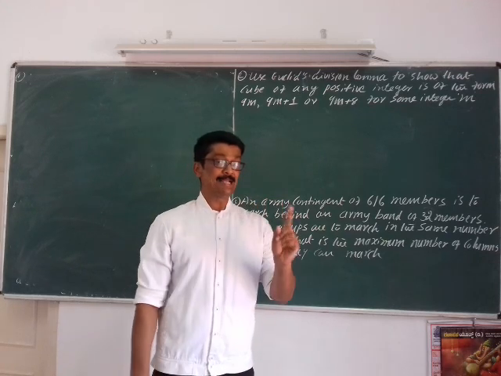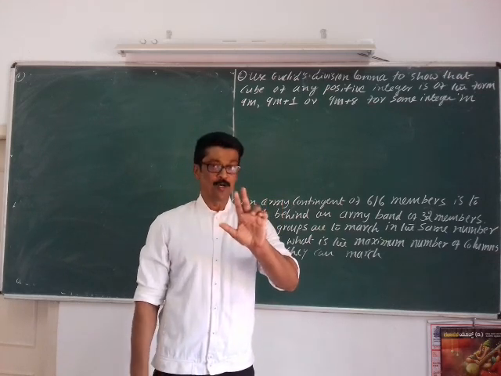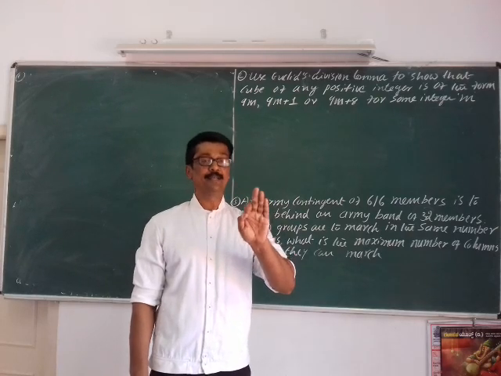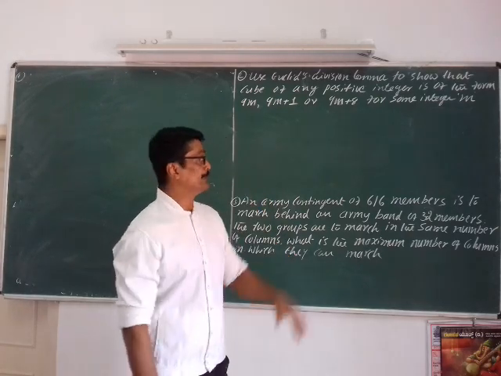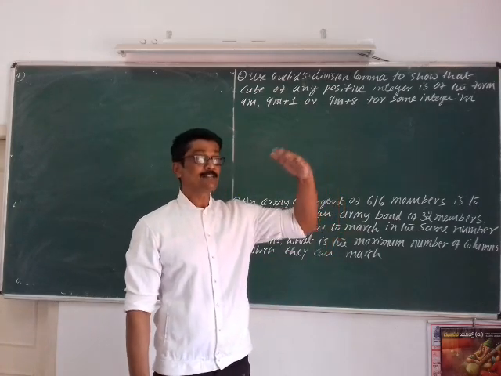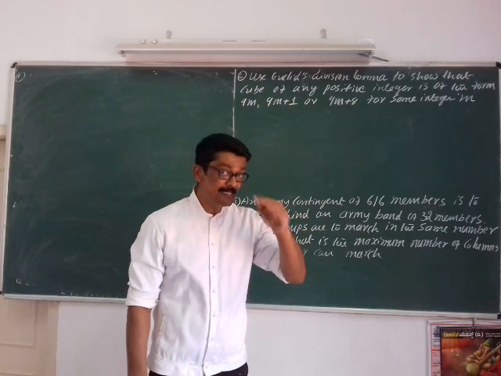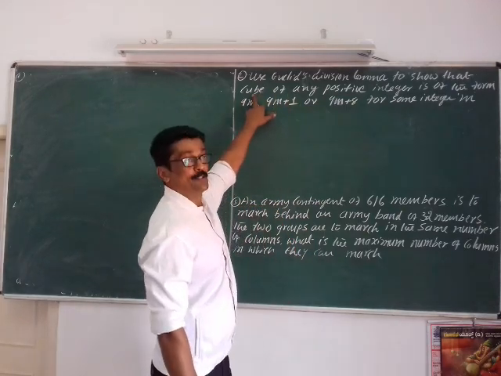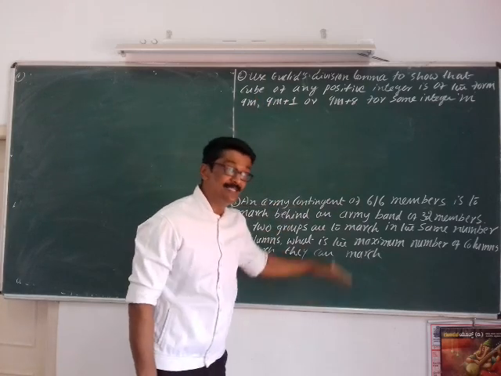So what happens if b is 9? You will get remainders 0, 1, 2, 3, 4, 5, 6, 7, 8. There will be 9 remainders. So you will get 9 possibilities, and in each possibility you have to cube. So the problem becomes lengthy.